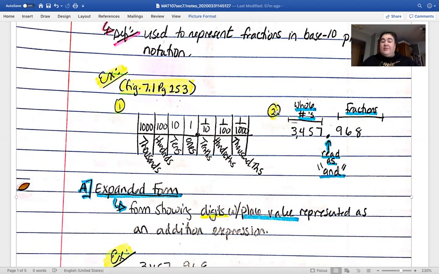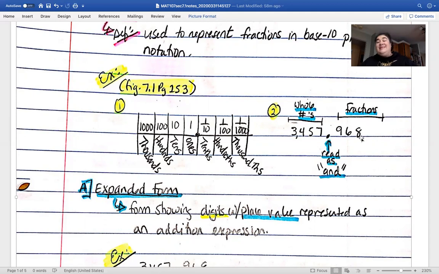And if you look here at example number 2, if we were to take this decimal point right here and place it on this place value chart, we would see that the whole numbers, as I just mentioned, are on the left-hand side, and the fractional portion is on the right-hand side. And when we read a decimal, we always read the point with the word and. So reading this from left to right, we would read this as 3,457 and 968 thousandths.